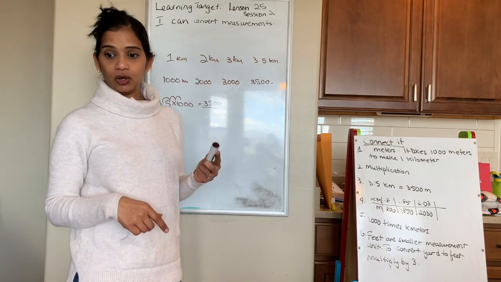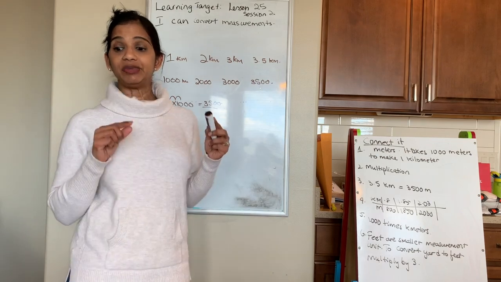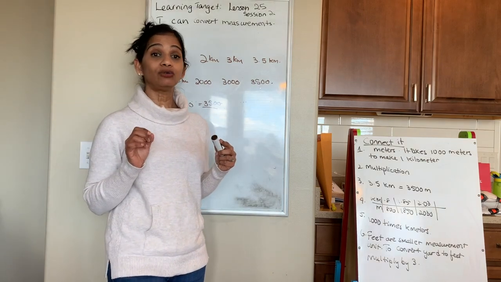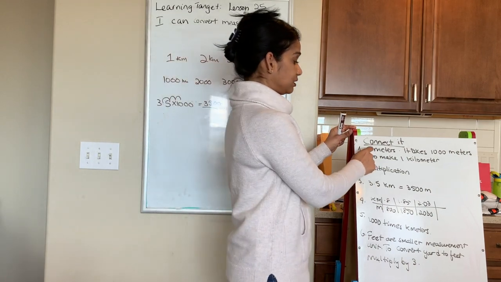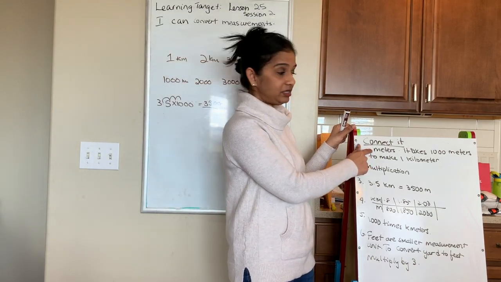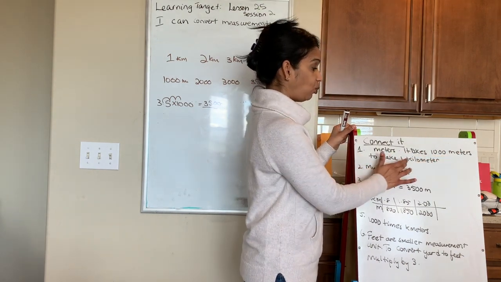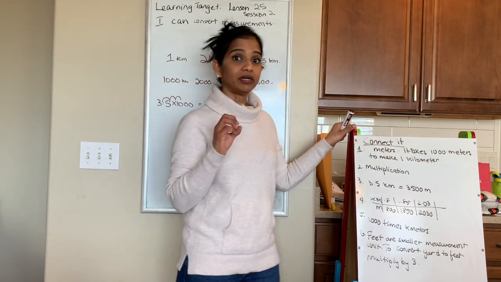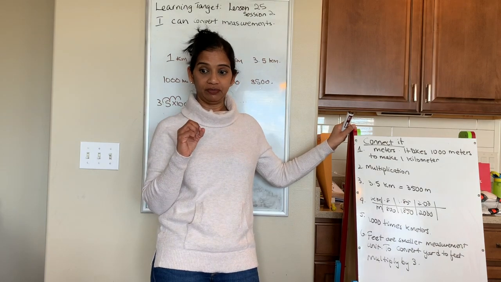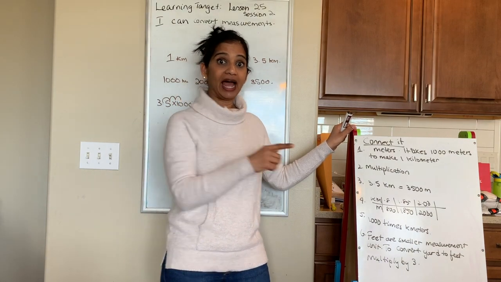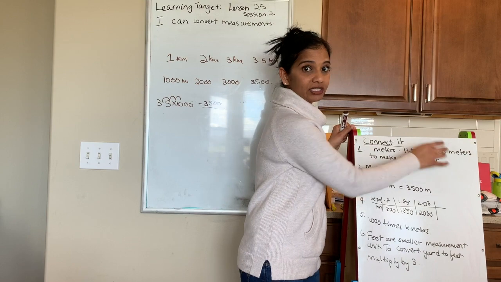Number one, which is the smaller unit, meters or kilometers? And how do you know? So meters are the smaller unit. And how do we know this? We know this because it takes 1,000 meters to make up 1 kilometer. So the kilometer has to be bigger, right? Because 1 kilometer has 1,000 meters.